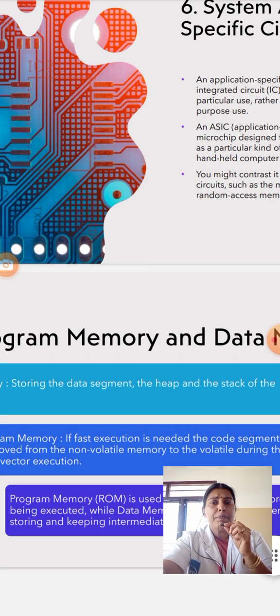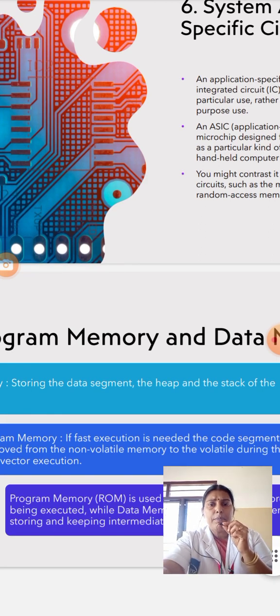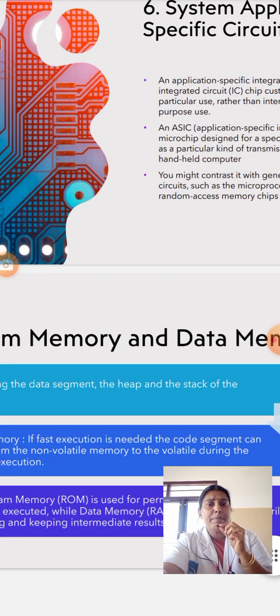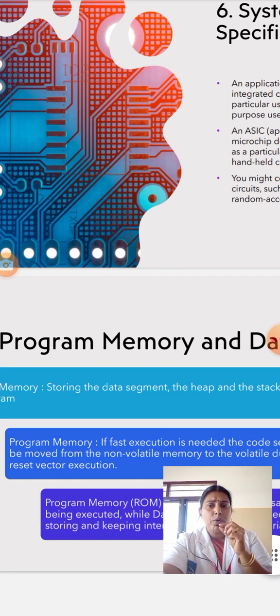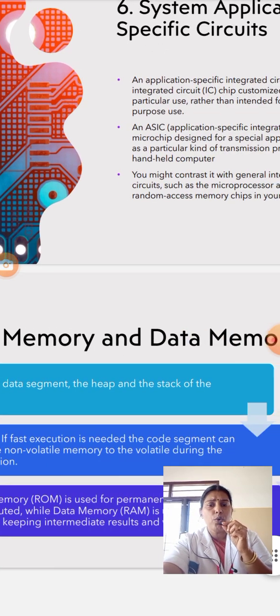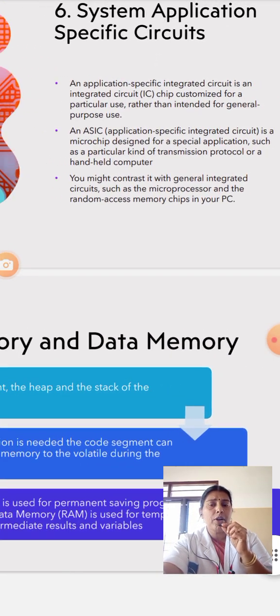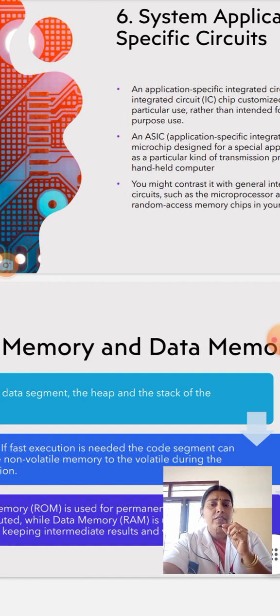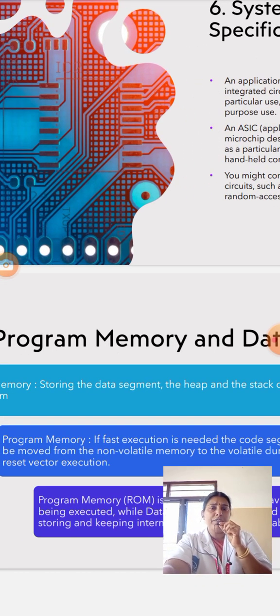Next one is program memory and data memory. In case of program memory, it stores the data segment in heaps and in the stack of the file. In program memory, if fast execution is needed, the code of the program is moved from non-volatile memory to the volatile memory. And in program memory, we have got a ROM which is used for permanent saving of the program, and we have also got a random access memory wherein all addressing mode operations are done. Apart from this, a cache memory is also available. In this cache memory, the programs or the codes which are being used more times will be stored, and all maximum executions will be done in the cache memory.